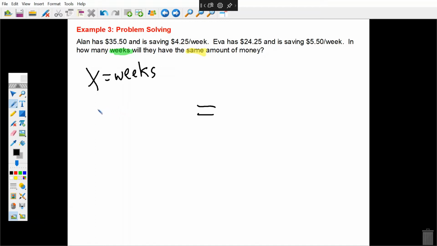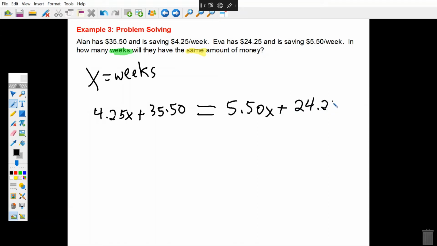Well, Alan is saving 4.25 per week, plus he also had $35.50. Eva is saving $5.50 a week, plus $24.25. If we can solve for x, we will know in how many weeks they will have the same amount of money. Because while Alan started with more money with $35.50, Eva is saving more per week, so eventually she'll catch him.